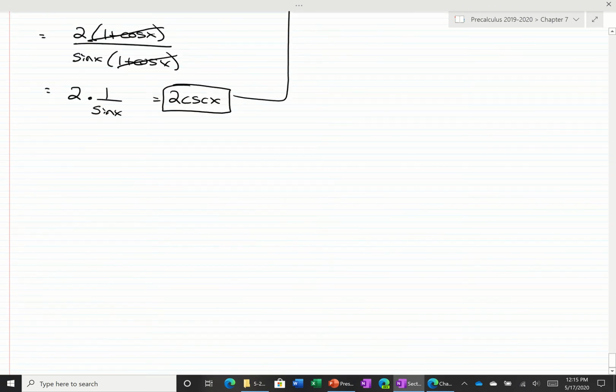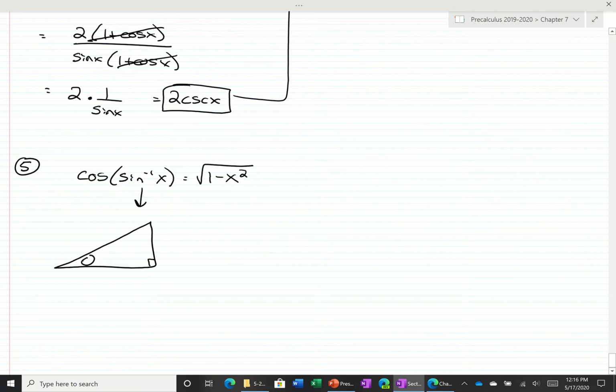And then 5 and 6 are similar to the lesson. For number 5, it says show cosine of the inverse sine of x is equal to the square root of 1 minus x squared. And we talked about this. This is going to give us a triangle. Put an angle right here. The sine of that angle would be x over 1. Using the Pythagorean theorem, this missing piece, we'll call it y, would be y squared plus x squared is 1 squared. Solving for y, we get y is equal to the square root of 1 minus x squared.